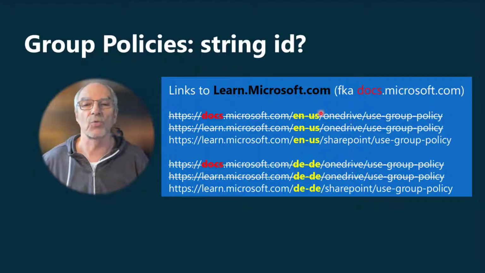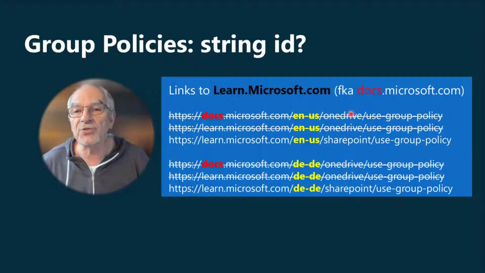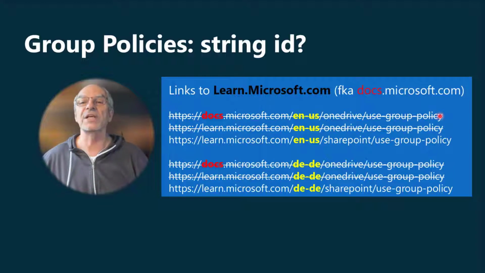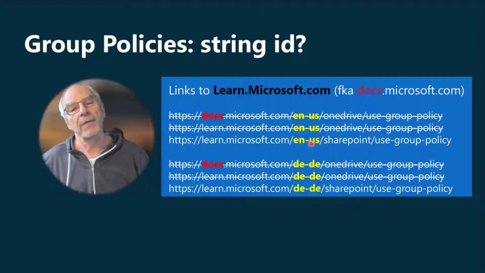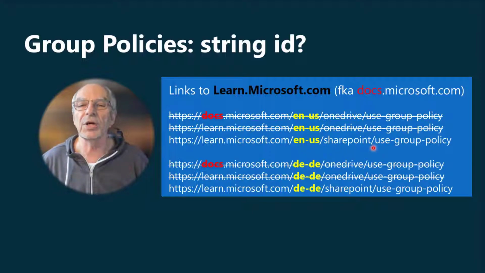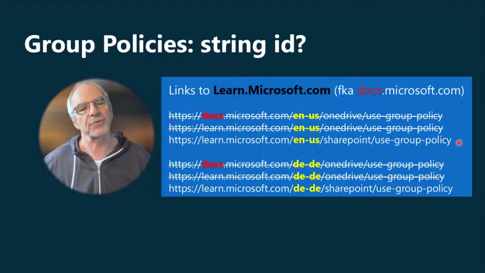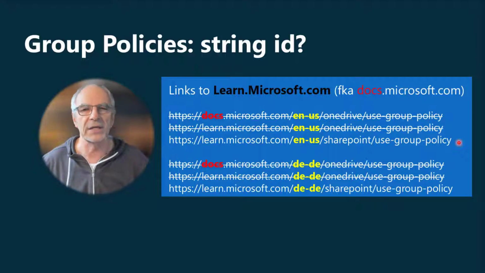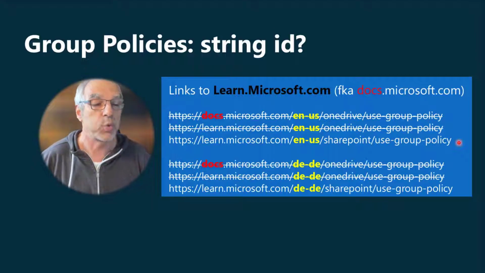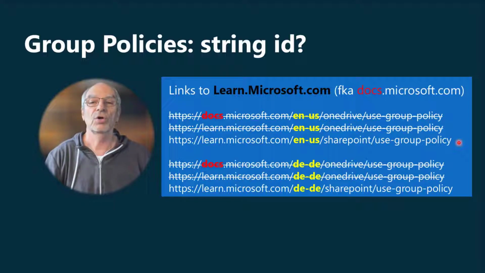So you can say it's still the same. docs.microsoft.com/en-us, that's the American version, or de-de for the German version, OneDrive group policy. It will change immediately to learn.microsoft.com, the American version, SharePoint, and use group policy. So if you look manually in this stuff, it's not so easy to find because you do not find it with OneDrive anymore. It's part of SharePoint.